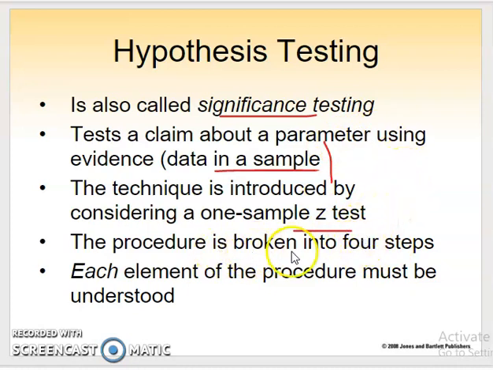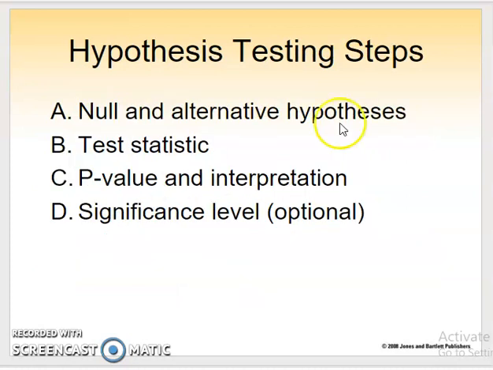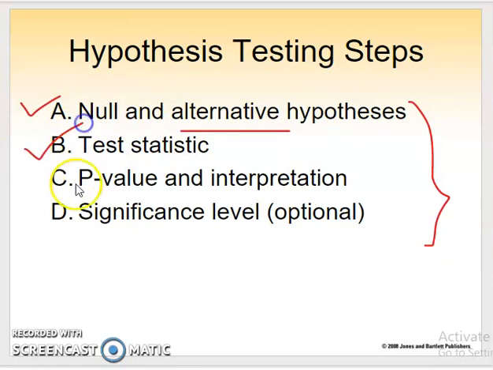And the procedure for hypothesis testing is broken down into 4 different steps, and each element of the procedure we have to understand very carefully. The first is stating the null and the alternative hypothesis. The second is the test statistic. The third is the p-value and interpretation. And the fourth is the significance level, and that is optional. But it will be more scientific if we are using the significance level also.